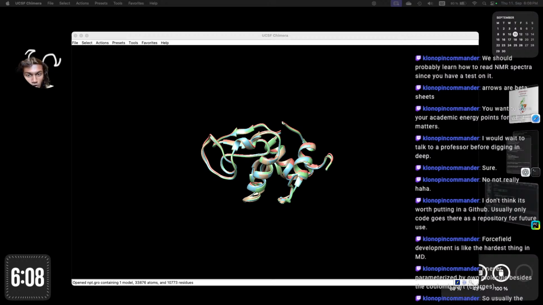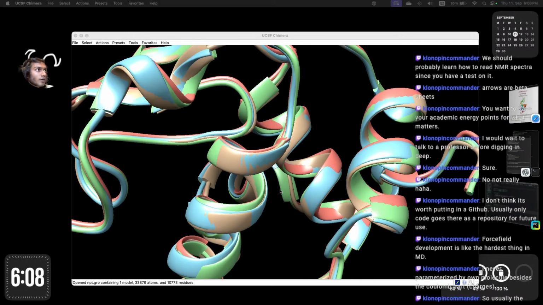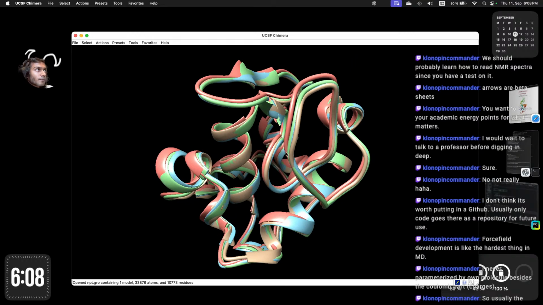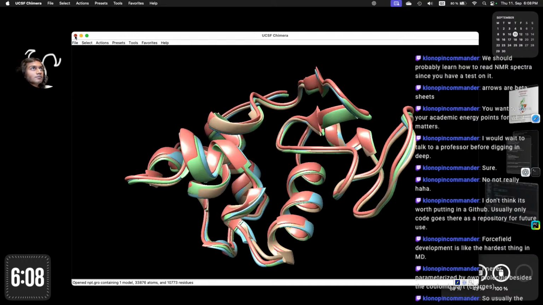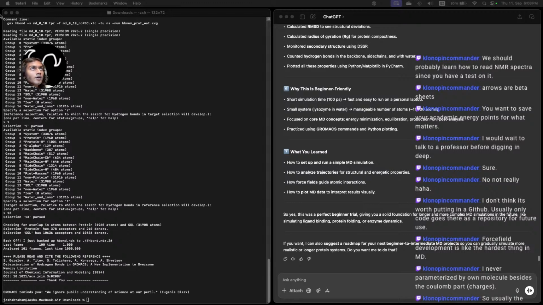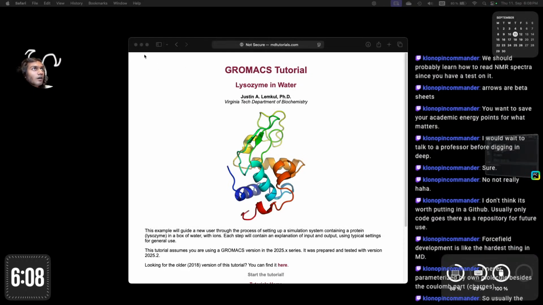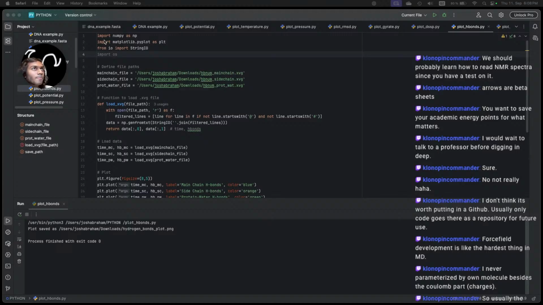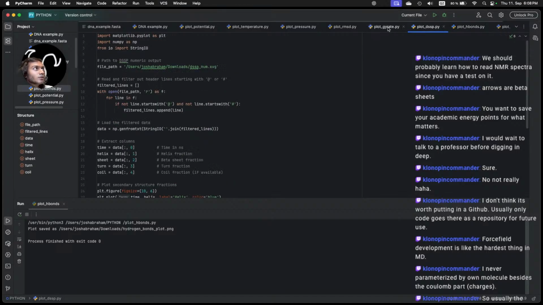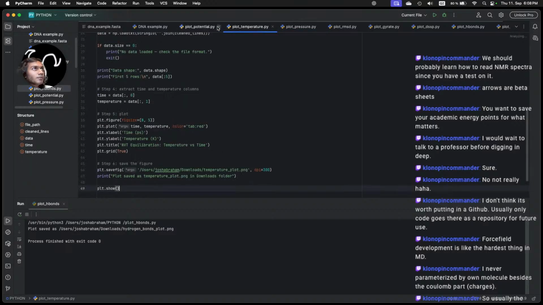We should probably learn how to read NMR spectra since you have a test on it. You are right, I guess I should stop on that. And close this. And that is finally done. Oh, a lot of code for Python. Oh, did I just delete that? No.